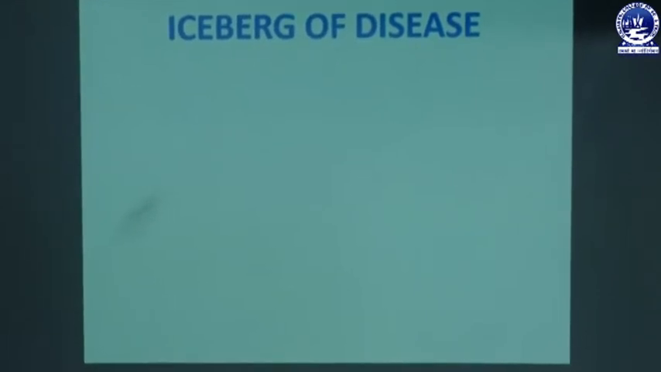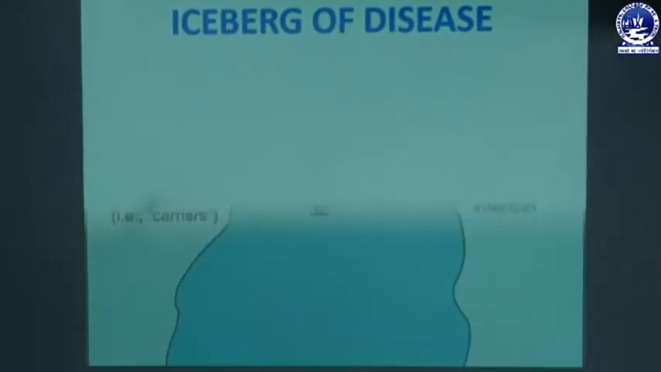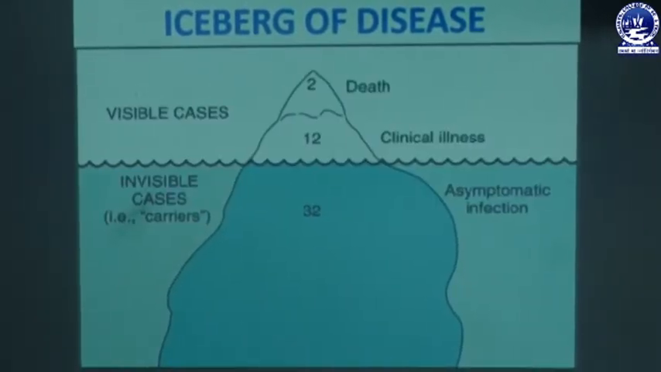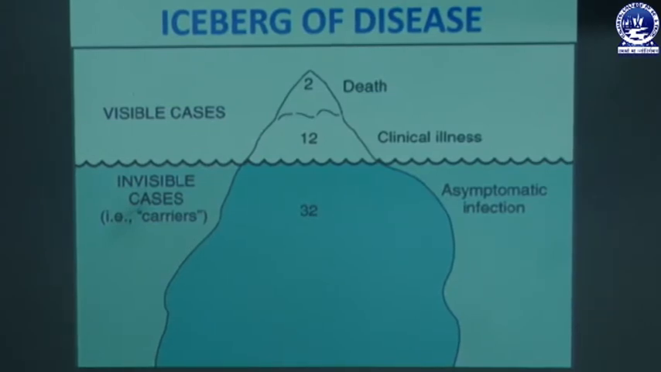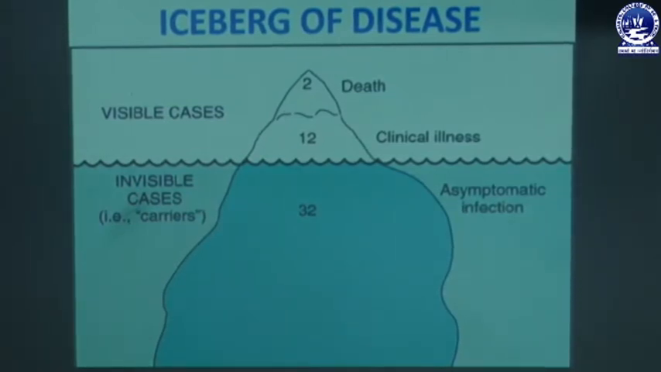Next is the iceberg of disease. This is a pictorial or figure representation through which we can learn about the iceberg of disease. Disease is compared with an iceberg. You can see there is a part which is under the water, and another part which is the visible cases, and there is a line which is the water line.